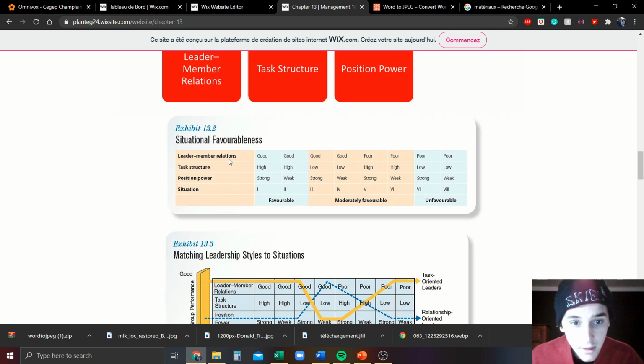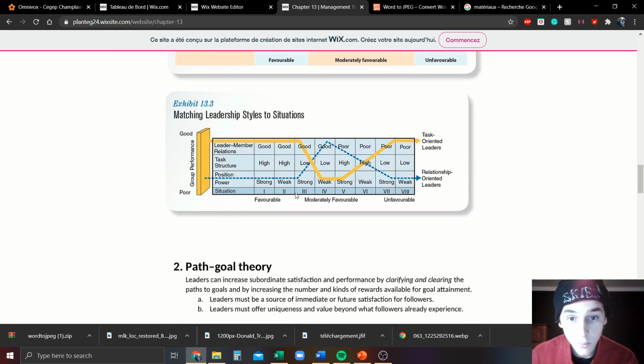And as you can see, we favor leader-member relations first, and position power a lot less. It shows it right here. It is important to have great leader-member relations.